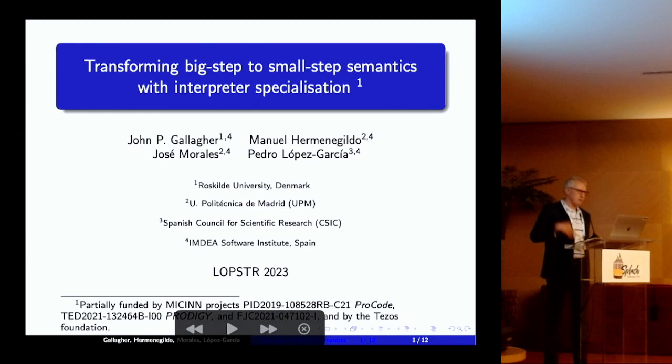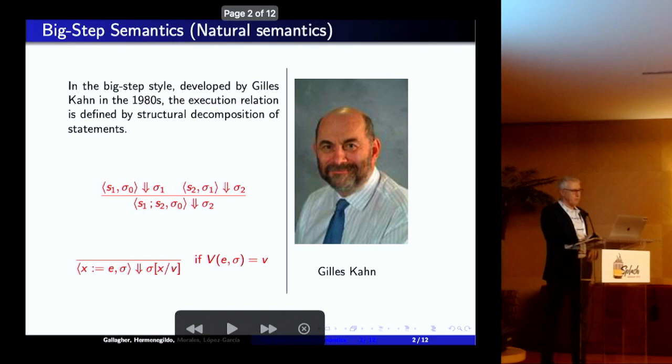And so both big step and small step semantics can be relevant, and the question arose from another paper we presented about transforming imperative programs into horn clauses, about whether you could use similar techniques, interpreter specialization, to transform the actual semantics, big step semantics, into small step semantics.